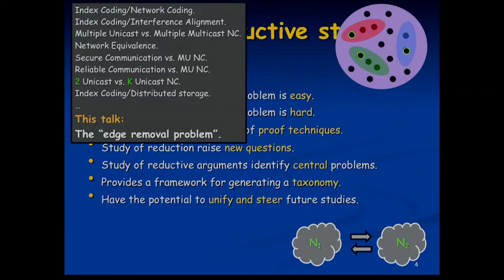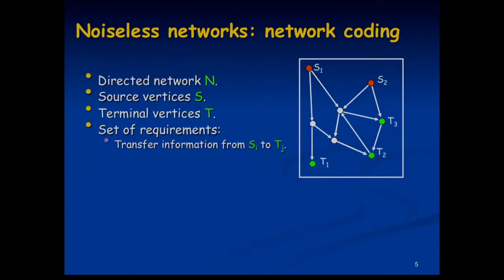And so last time I mentioned a bunch of different connections that have come up over the last few years between network coding, index coding, interference alignment, and so on. And in this talk, I want to talk about the edge removal problem and show its connections to a bunch of other problems that seem, at least at first, unrelated. So I'm going to start out with a little bit of preliminaries just to set a common ground, and then I'll present the problem.